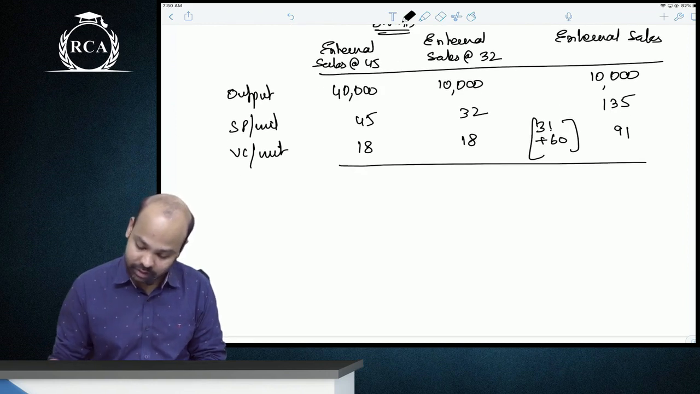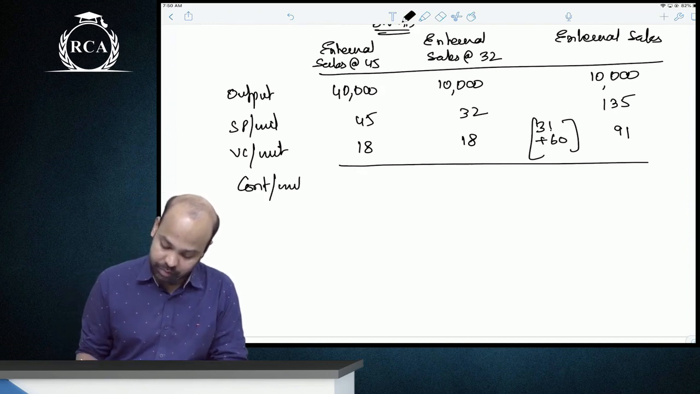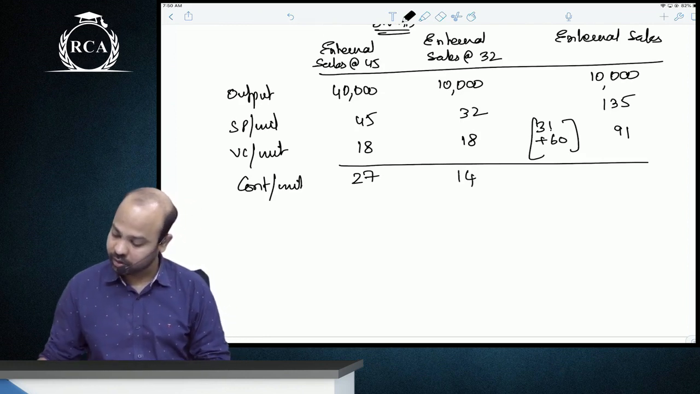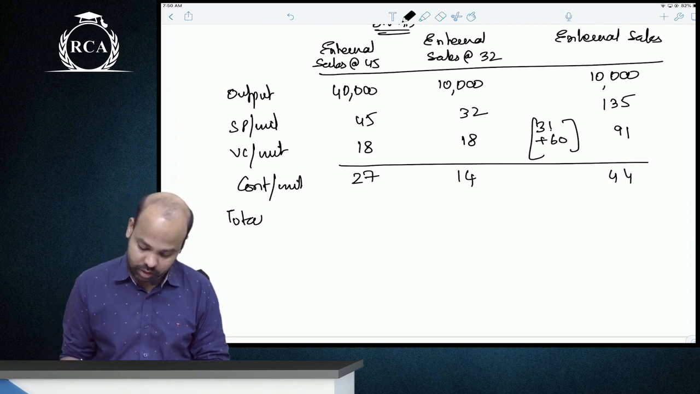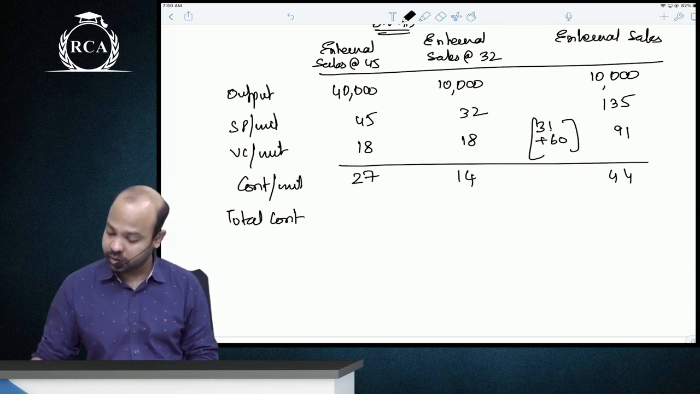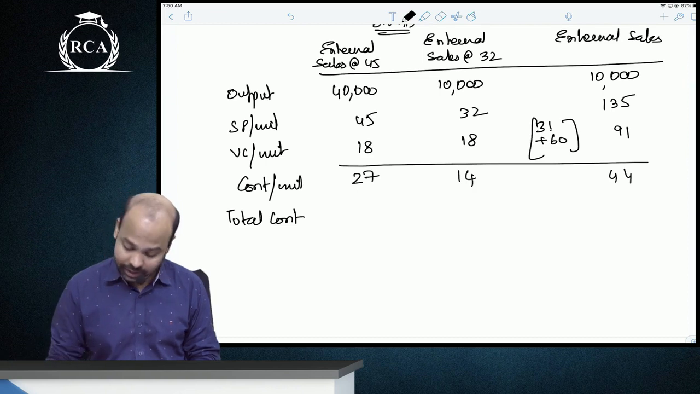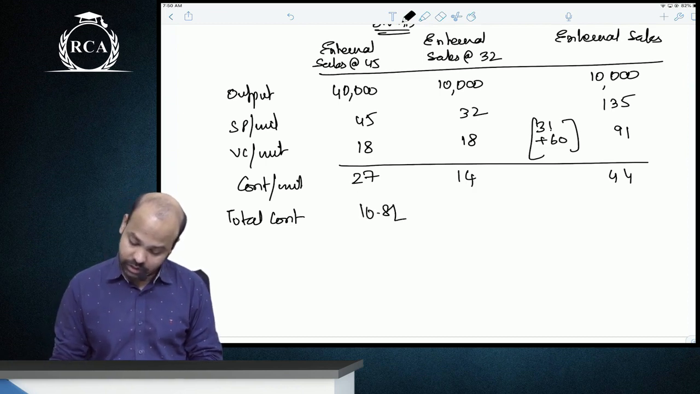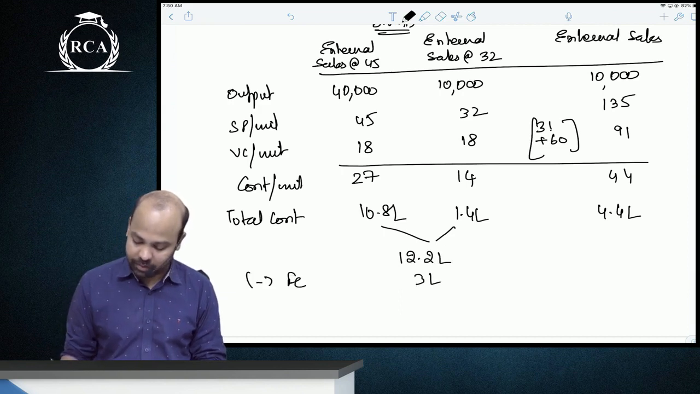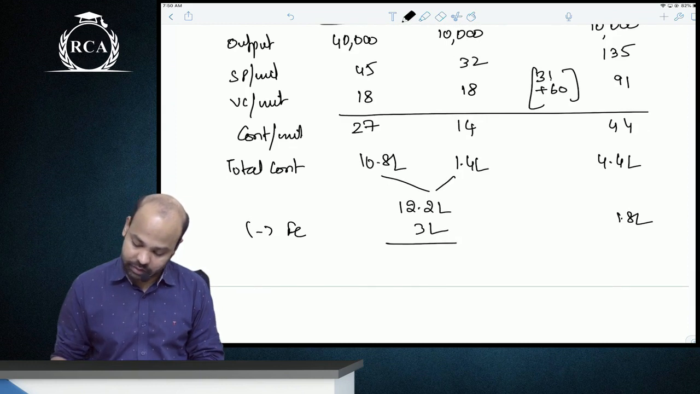So that is 91. So the amount of contribution per unit, guys, would be 27. Here it is 14. Here, beta, it is 131 minus 91 is 44. So your total contribution as such, guys, would be 27 into 40,000 units, 10 lakh 80,000. And this, beta, would be 1,40,000 and this, beta, would be 4,40,000. Put together, beta, this is 12,20,000. Deduct whatever fixed cost that we have computed, beta, 3 lakhs and 1,80,000.